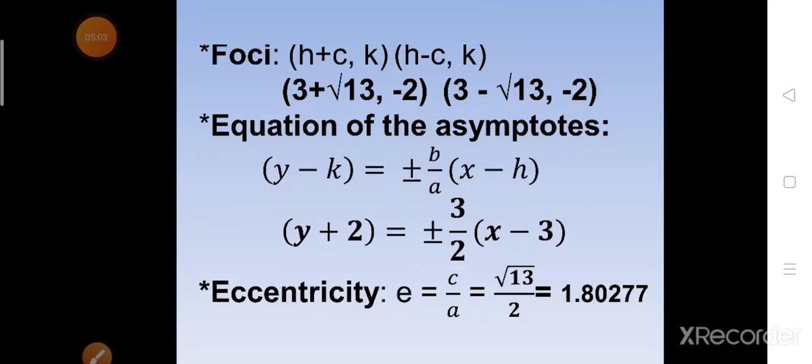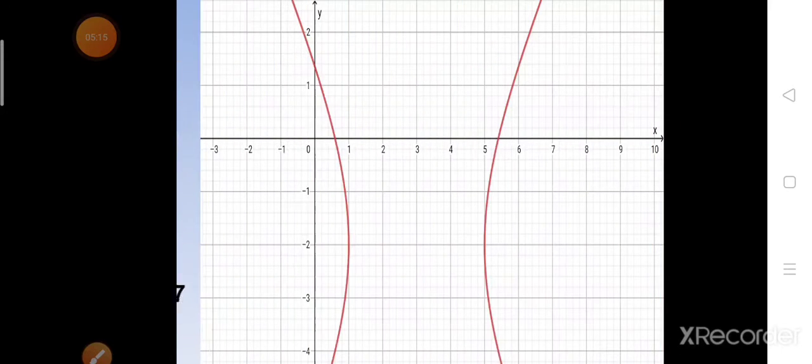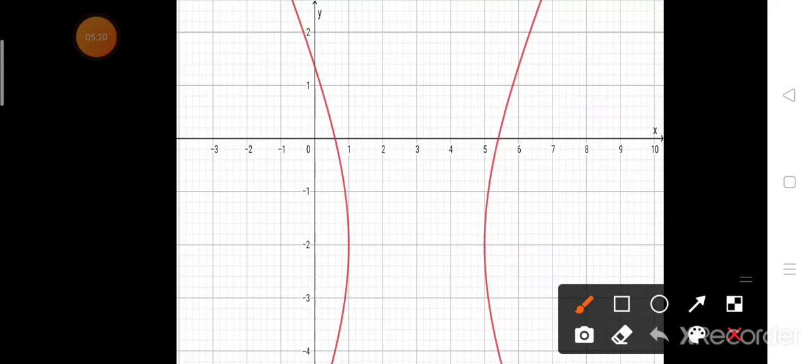Okay, so we have the eccentricity. Eccentricity is c over a, which is square root of 13 over 2. In decimal form, that is approximately 1.8028. Okay, this is the graph of our given example.